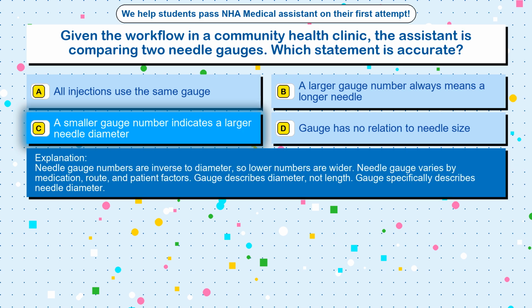Needle gauge numbers are inverse to diameter, so lower numbers are wider. Needle gauge varies by medication, route, and patient factors. Gauge describes diameter, not length. Gauge specifically describes needle diameter.